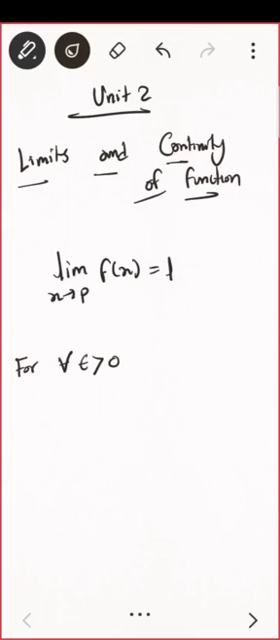Where did n come from in this? We are not talking about a sequence, this is a function, do you see? Okay, perfect. There exists delta which is greater than 0, satisfying some property. What is that property? x minus p.